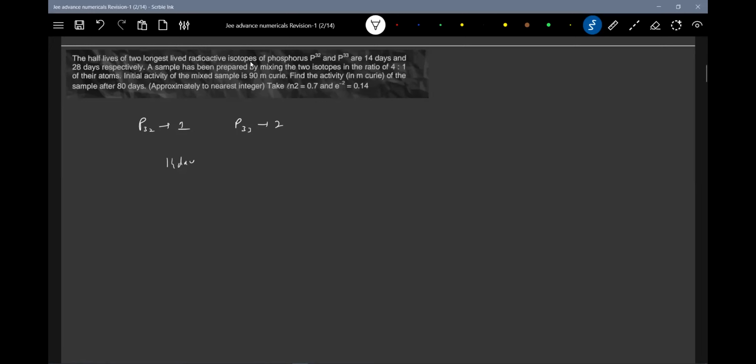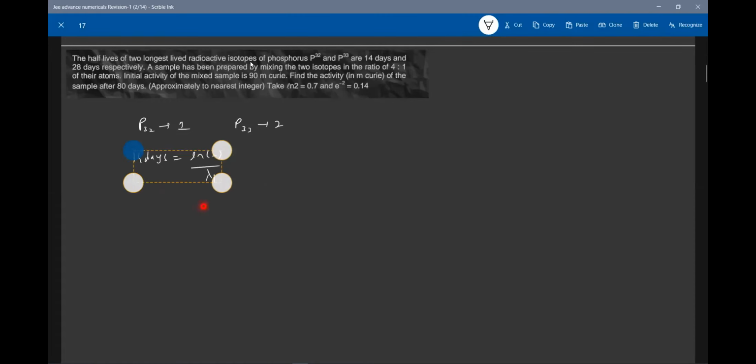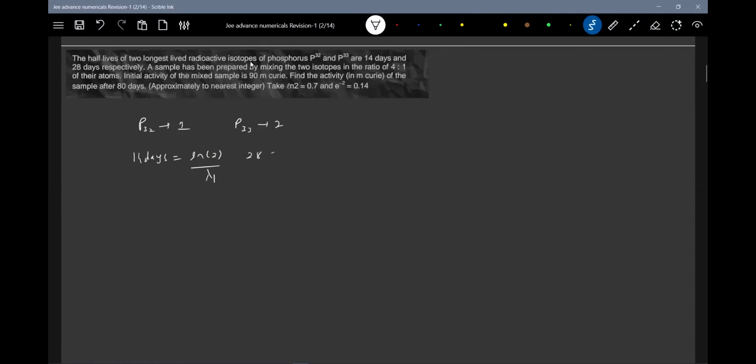This 14 days is equal to log 2 by lambda 1. Half-life of the other will be 28 days. So therefore, the decay constant ratio lambda 1 by lambda 2 is log 2 by 14 days by log 2 by 28 days. So this should be equal to 2:1.